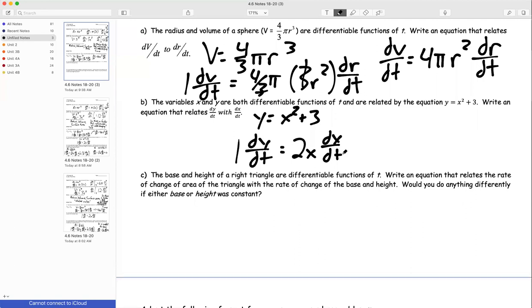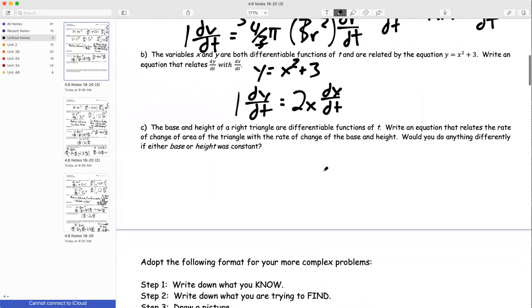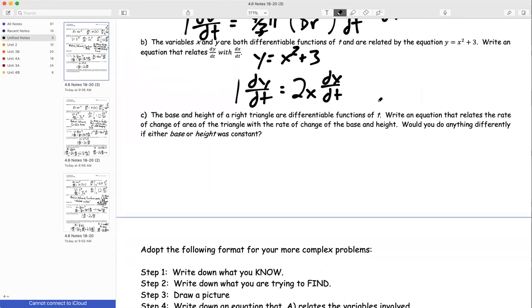So I'm going to move on to the next one. It says the base and height of a right triangle are differentiable functions of t. Write an equation that relates the rate of change of the area of the triangle with the rate of change of the base and the height. So I need an area of a triangle. So area is 1/2 the base times the height, and b and h are differentiable functions of t. So I'm going to take the derivative. Derivative of A is just going to be 1 dA/dt.